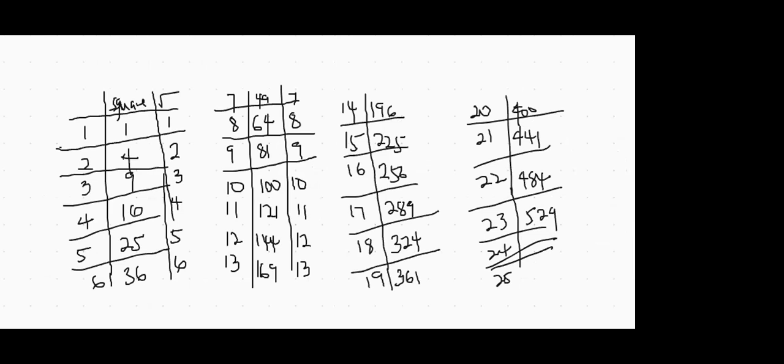Okay, the square of 24 is 576. And then 25 is 625. So with all these numbers, you see now we've been able to write the first 25.